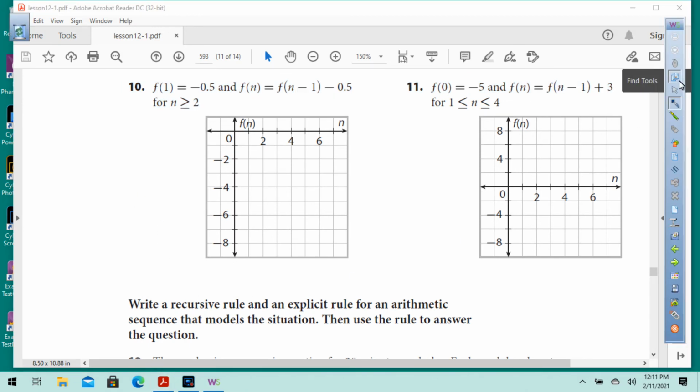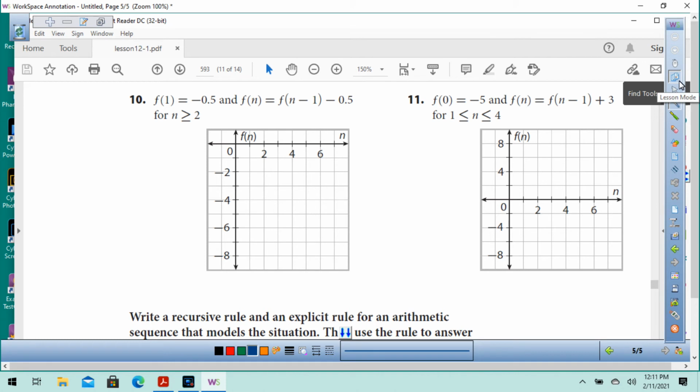All right. Number 10. If f of 1 is 0.5, and so we're doing it recursive style now. So we've got 1 and negative 0.5 is going to be right there. And we're going to go down 1/2. So you'll have 1 here, and then you're going to go down 1/2, and then down 1/2, and down 1/2. And for greater than 2, so we just take it all the way out. And there we go.